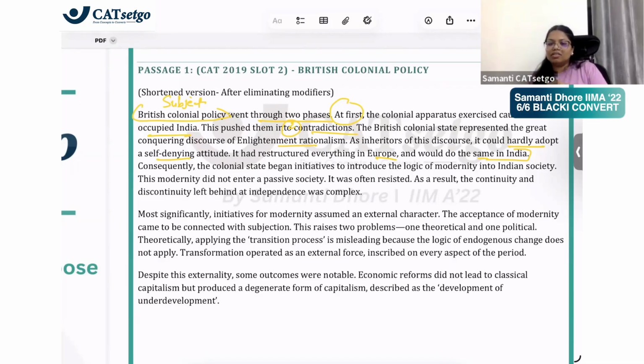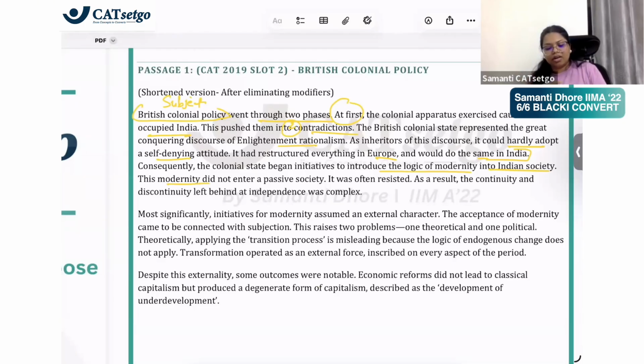Then they went in contradictions where they could not just exist. अभी कर लिया ना occupy तो बस exist करो. They couldn't do that. They wanted to change everything in India. So consequently, they started introducing logic of modernity into Indian society. So they tried to bring, उनको सब change करना था तो modernity लाने लगे.